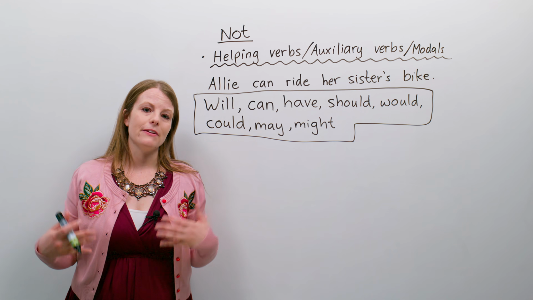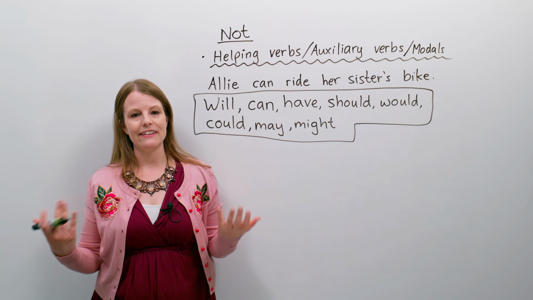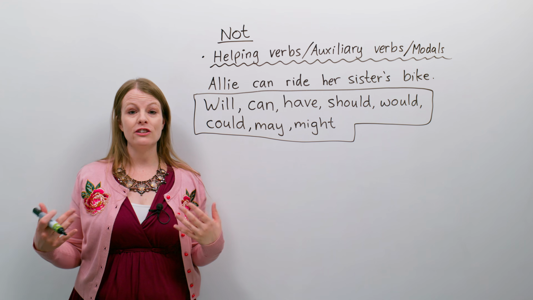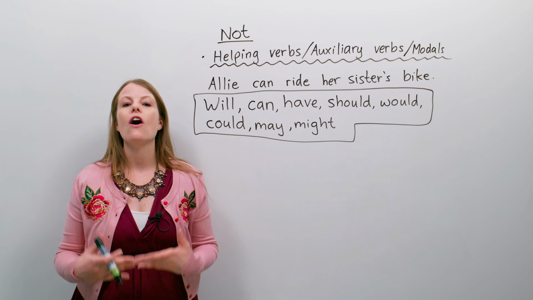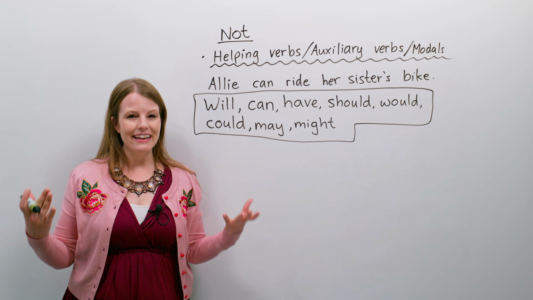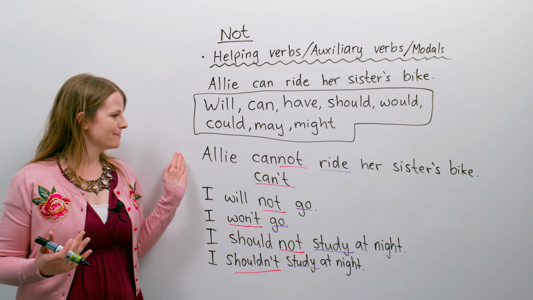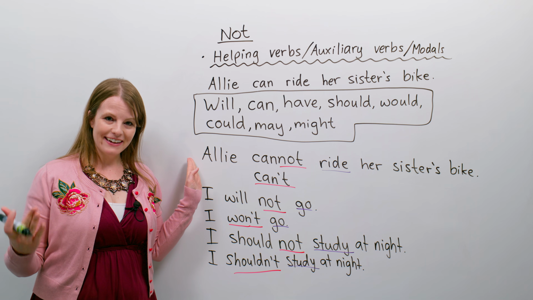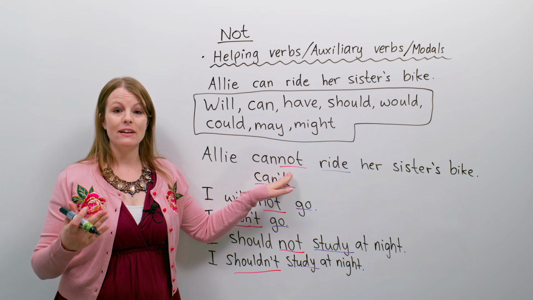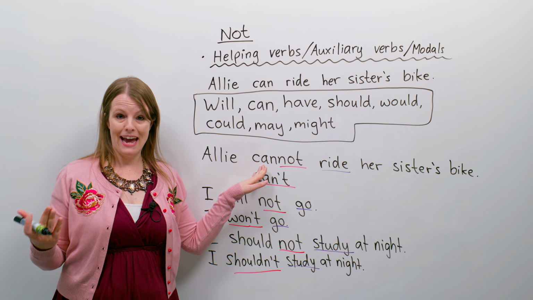So what are some other examples of helping verbs? Again, these are all the same things: modals, auxiliary verbs. Will, can, have, should, would, could, may, might are all examples of helping verbs. So let's see how we use not with these verbs. Okay, so now let's make a negative sentence. So remember, not is used with these helping verbs. So we have the verb can.